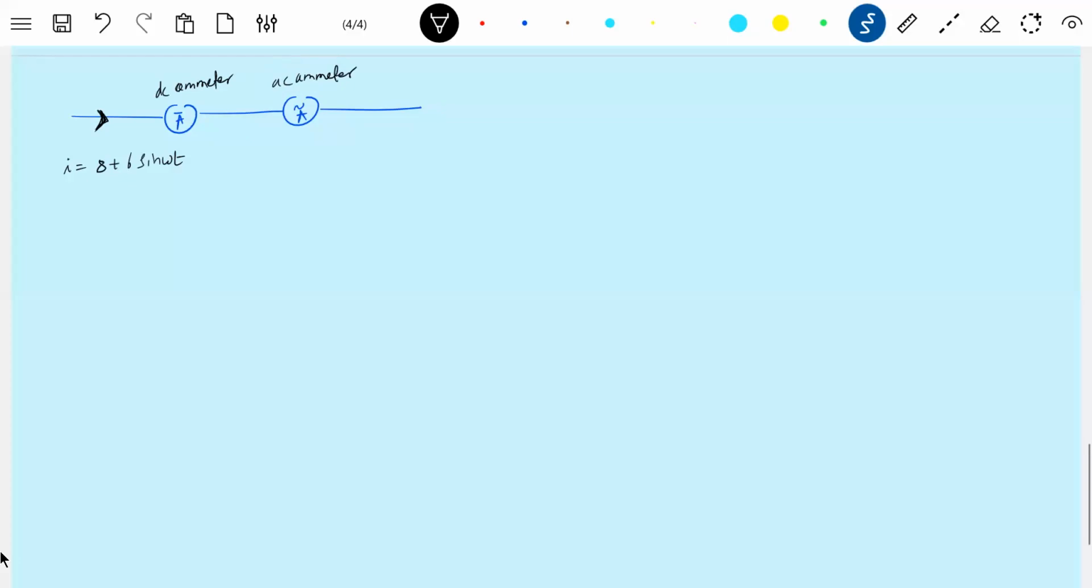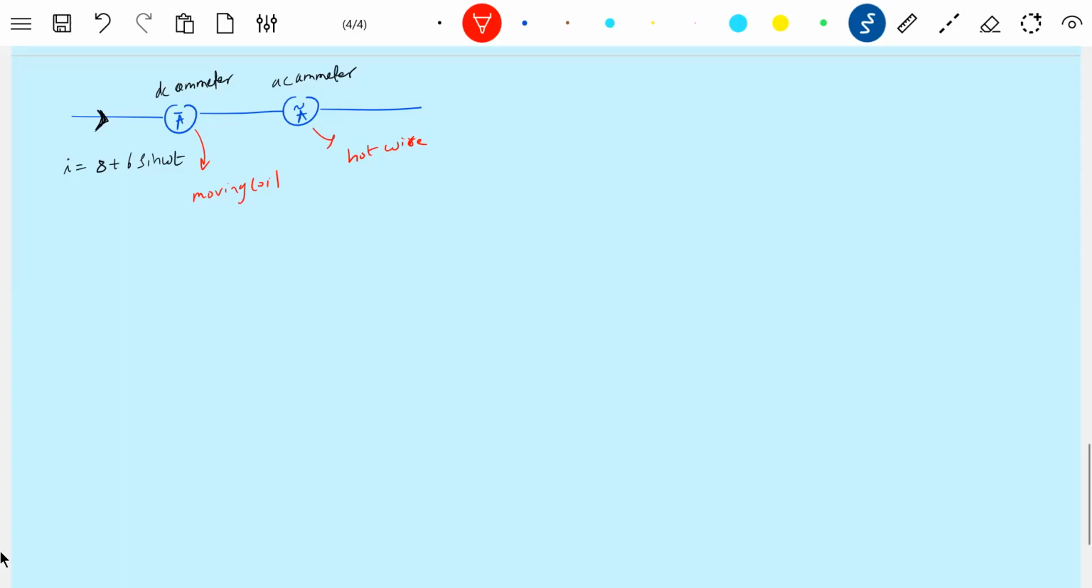DC ammeter works on what? DC ammeter works on moving coil. What about here? Hot wire instrument. I think the mechanism is totally different. Here it is moving coil. This is hot wire. The working and construction are totally different. Let's not bother. It's asking just what can be the reading of the DC and AC ammeter. Now we have discussed the AC ammeter.